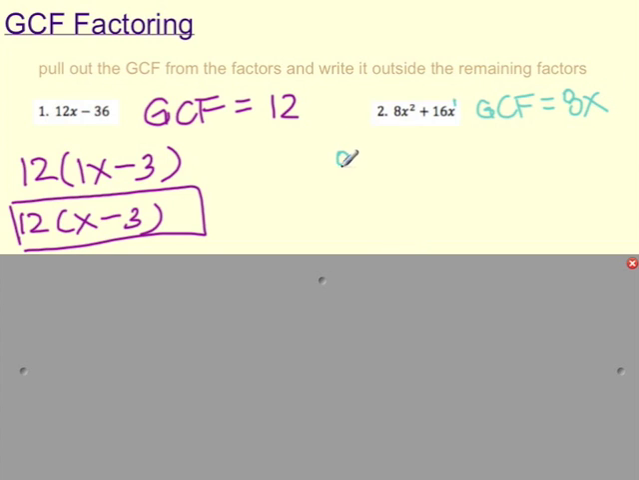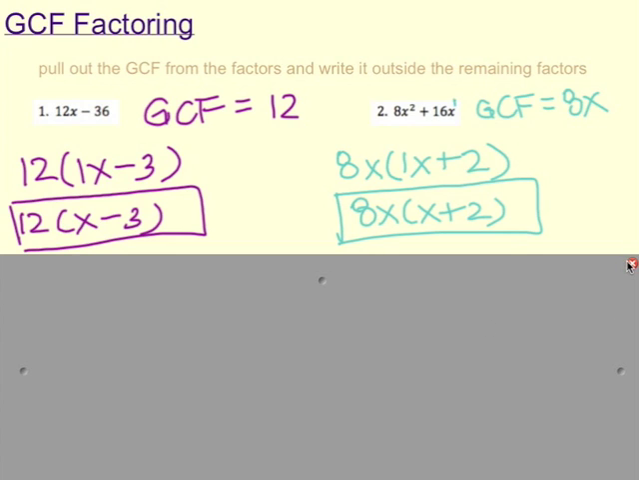So I write my GCF in front, and I would say to myself, 8 times what gives you 8? Well, 1. Then x times what gives you x squared? X. X times x, x squared. Plus 8 times what gives you 16? 2. And if I have x, I'm already good. So this one would be 8x and then x plus 2. And if I were to redistribute and think about it, would I get back to my original? Yes.